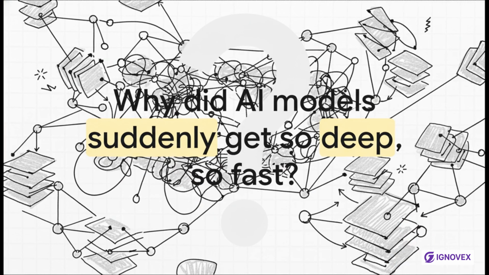So have you ever wondered why AI models suddenly just got so deep so fast? For the longest time, there was this invisible wall. We just couldn't build truly massive neural networks. Why? Because the deeper you went, the more they just descended into total chaos. They became impossible to train.